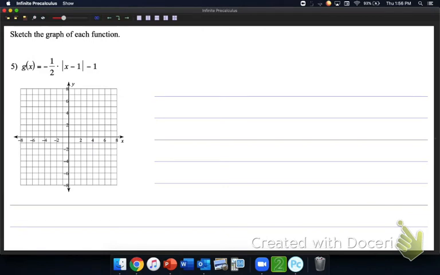Okay, let's actually graph this now. So this is where you need to look at that paper that I gave you last time that we filled out all the stuff on. Okay, so we're going to look at our absolute value equation. First, before we even do that, let's write all this stuff that's happening here. So this is a reflect across the x-axis. This is a vertical compress by a half. This moves it right 1, and this moves it down 1.